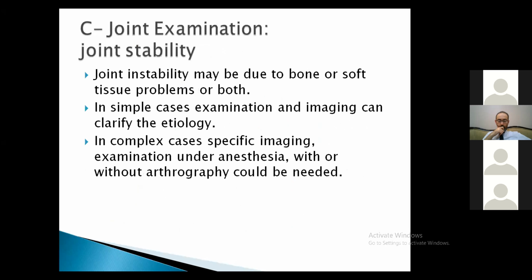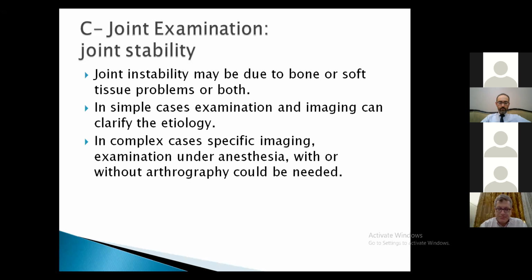Joint examination, stability. Stability is much more important. Joint instability may be due to bone, soft tissue problems, or both. In simple cases, examination and imaging can clarify the etiology. In complex cases, specific imaging and examination under anesthesia, with or without arthrography, could be needed.